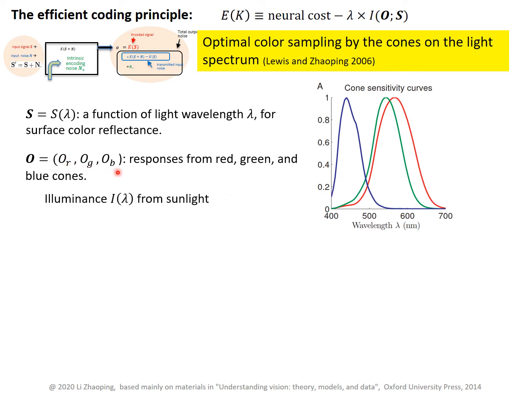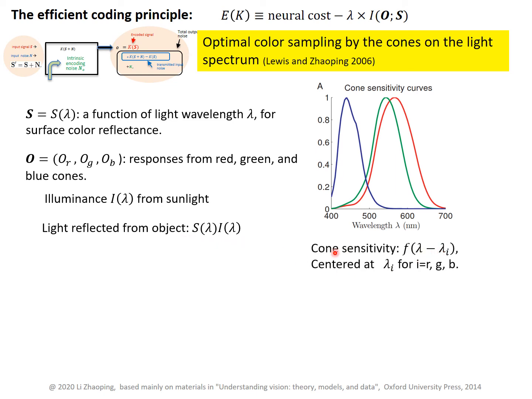Okay, and given sunlight, let's say the sunlight is also a function of light wavelength, having different intensity for different wavelengths of light. And so then the light reflected from an object is this sunlight times the reflectance of the object surface, and that's a function of lambda again.